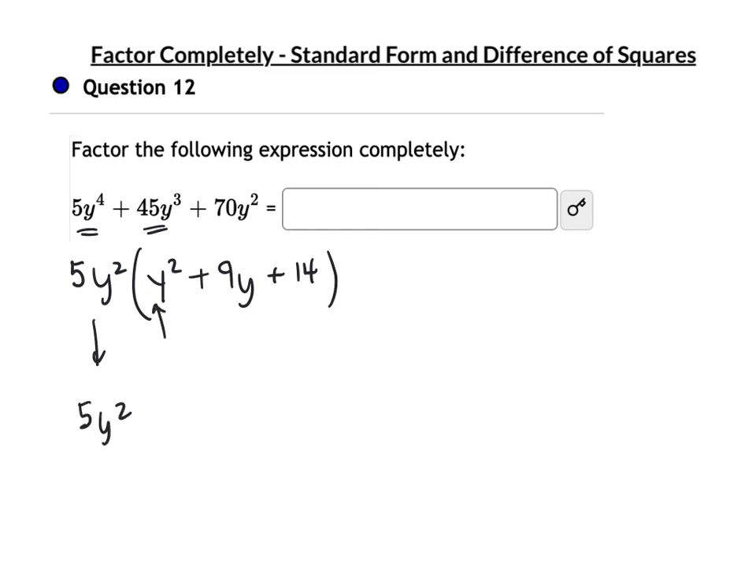There's no number in front. I just need factors of 14 that add to 9. That'd be 2 and 7. y times y is y squared. This number times this number makes the 14. And it's positive 14, so it's either 2 positives or 2 negatives. And since the middle is positive, it's got to be the 2 positives. And factors of 14 that add to 9 were 2 and 7.